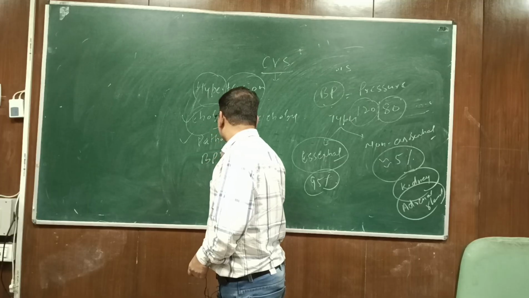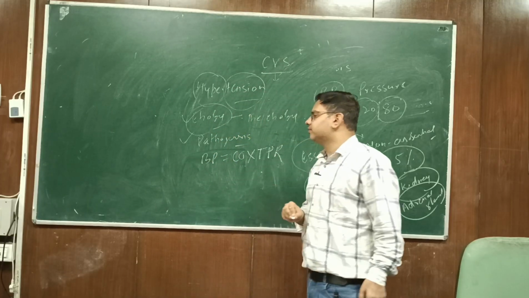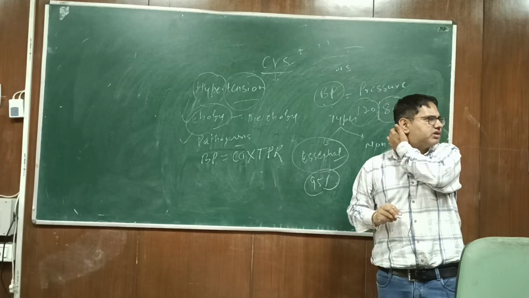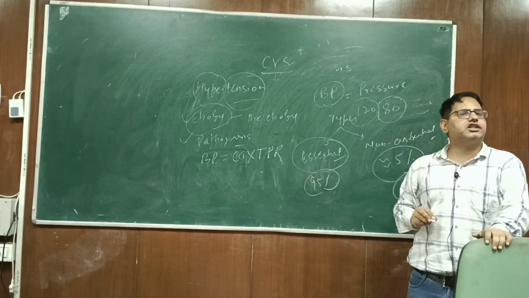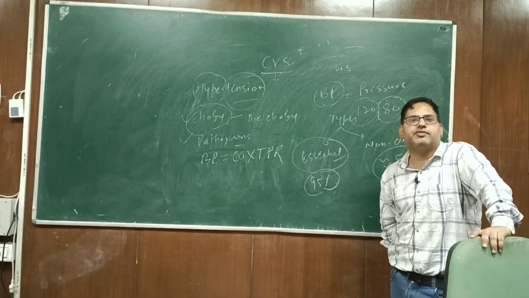blood pressure is equal to cardiac output multiplied by TPR. That is your mathematical equation for blood pressure. Blood pressure is equal to cardiac output multiplied by TPR. TPR is total peripheral resistance.